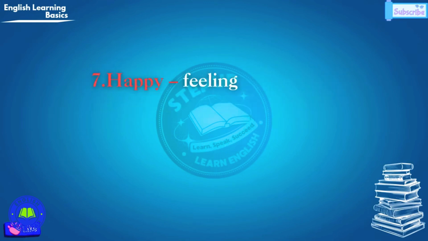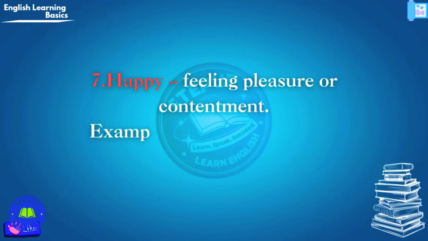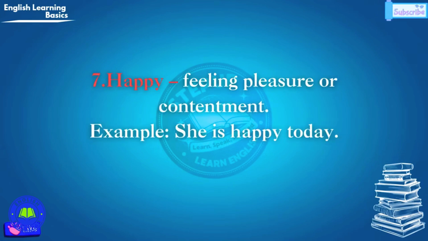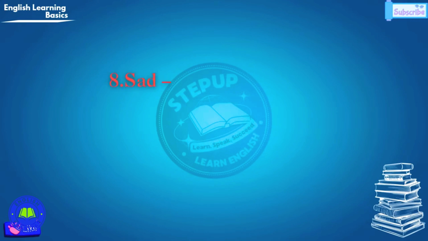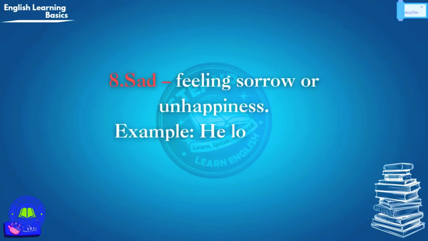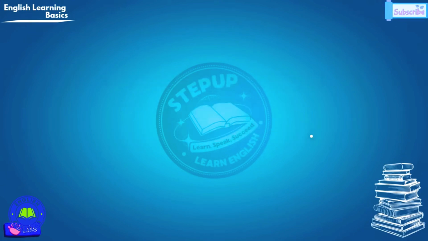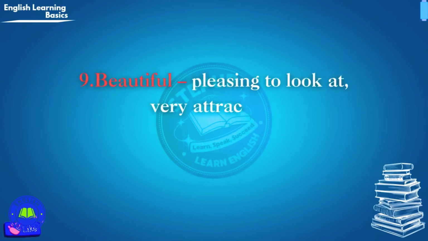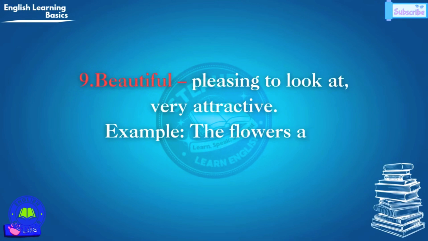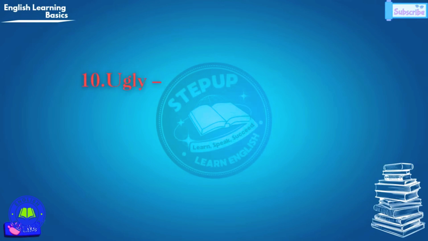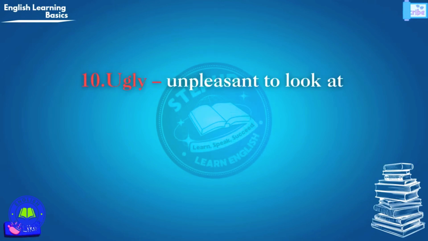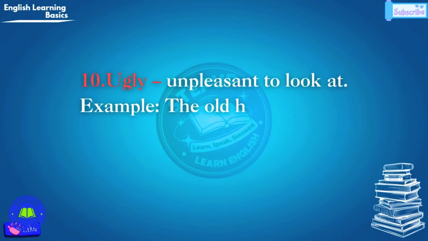7. Happy, feeling pleasure or contentment. Example: she is happy today. 8. Sad, feeling sorrow or unhappiness. Example: he looks sad. 9. Beautiful, pleasing to look at, very attractive. Example: the flowers are beautiful. 10. Ugly, unpleasant to look at. Example: the old house is ugly.